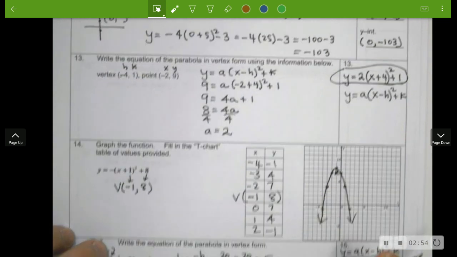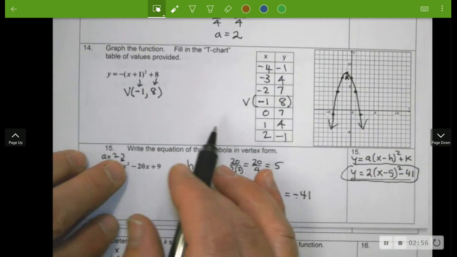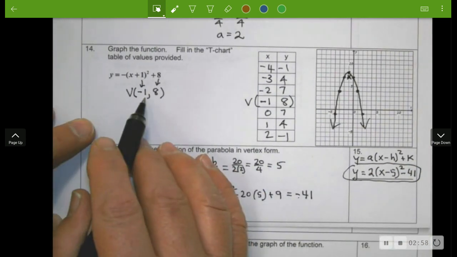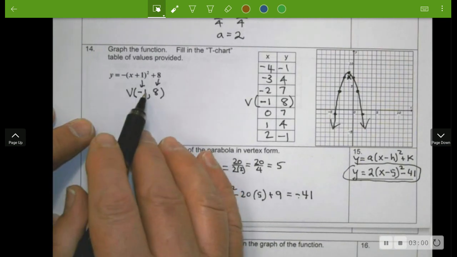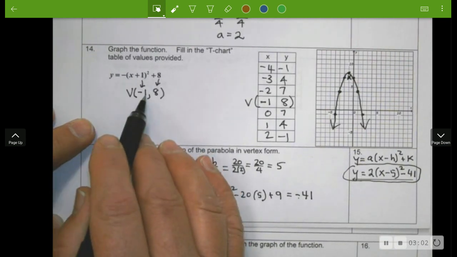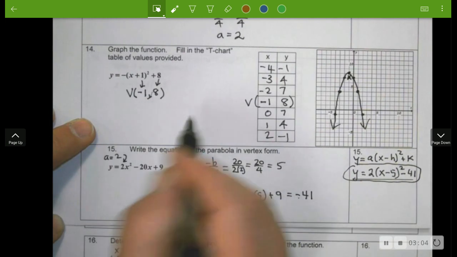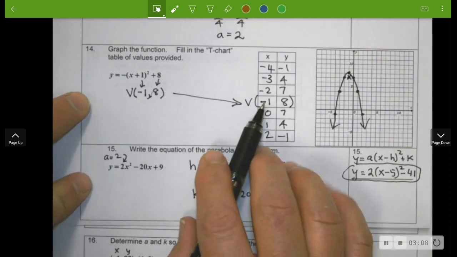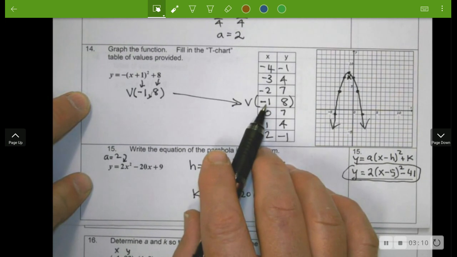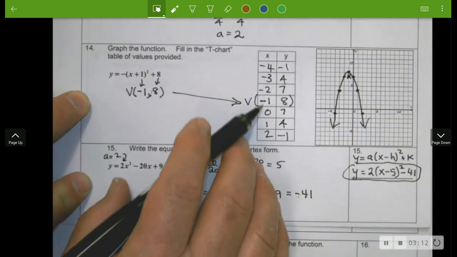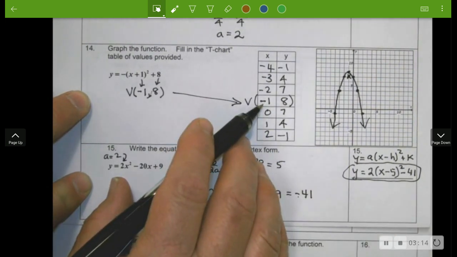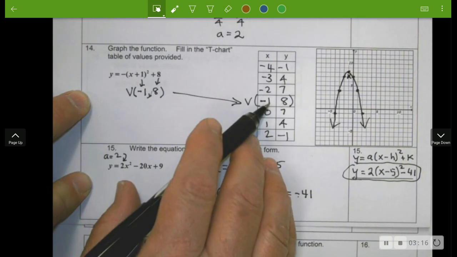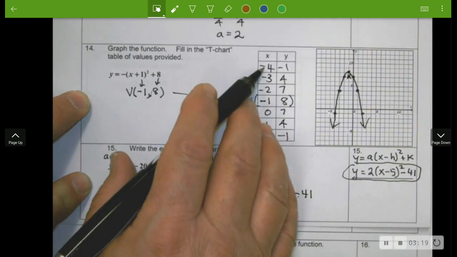Okay, example 14. The first thing you're going to do is find the vertex, and it's just the opposite of h right here. So I changed the sign there and copied there. And then I transfer that over to here. Once I have the vertex, then I start picking x values on either side. So on the right of negative 1, you go to 0, 1, and 2. And on the left of negative 1, you go negative 2, negative 3, and negative 4.